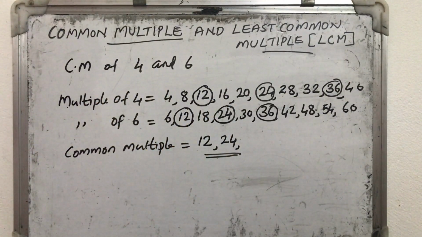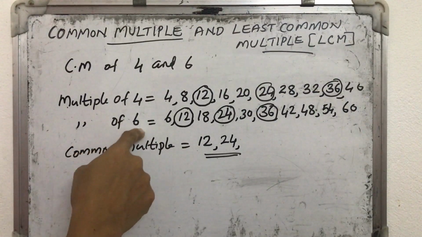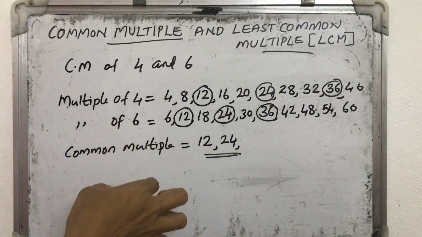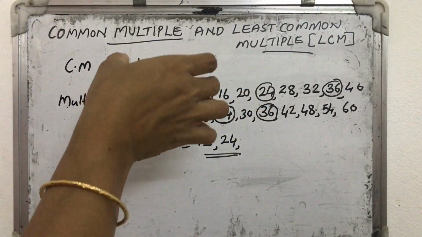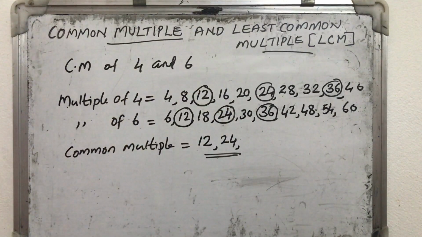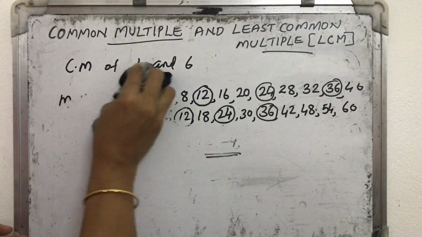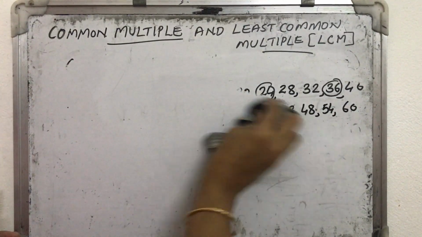If you want to find the common multiples of any 3 numbers, again we will find the third number's multiples also and write them like this. Then find the common ones in all 3. Whichever numbers came as common in these 3 lists of multiples, only those we will take as the common multiples. Next we want to discuss least common multiple.